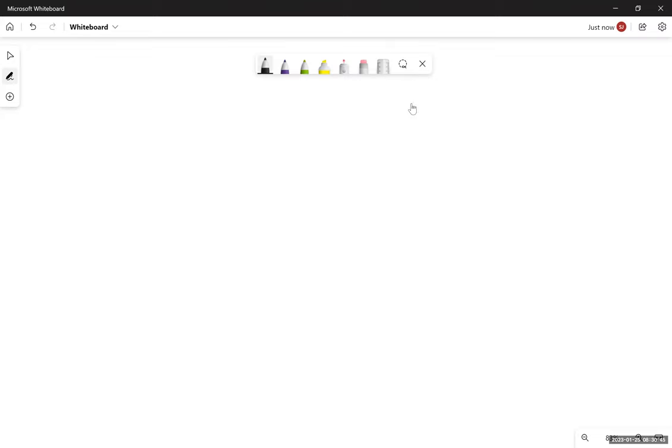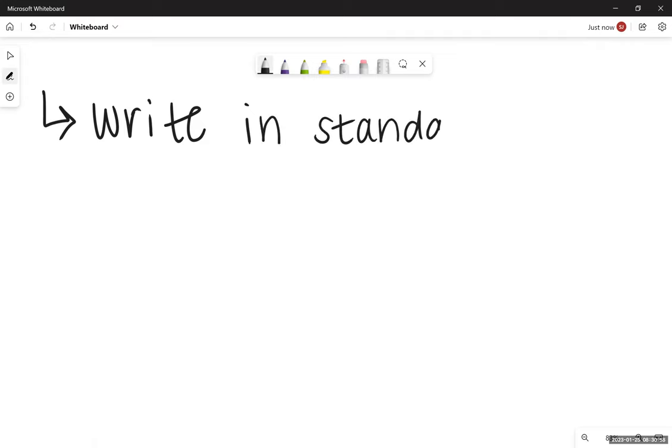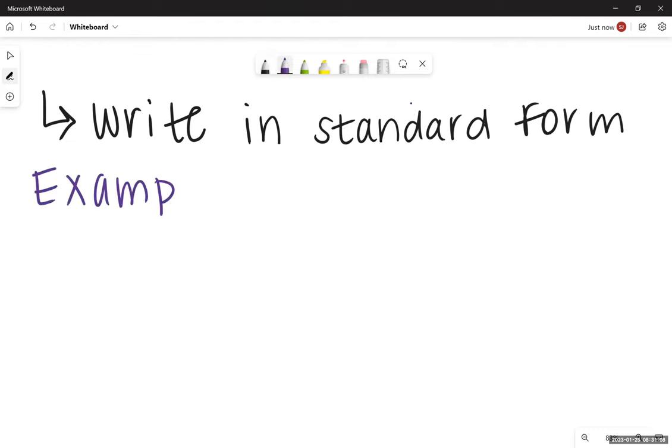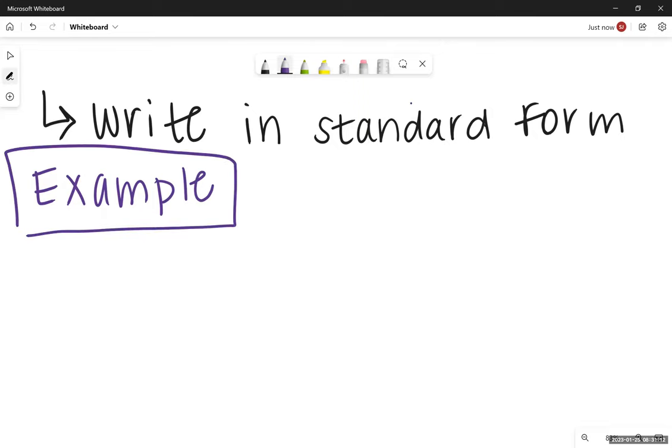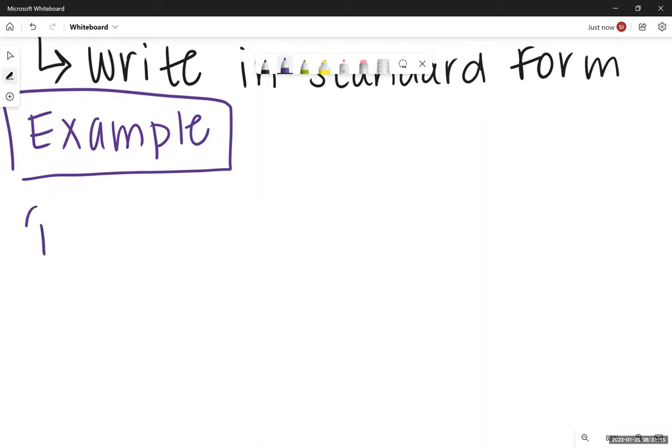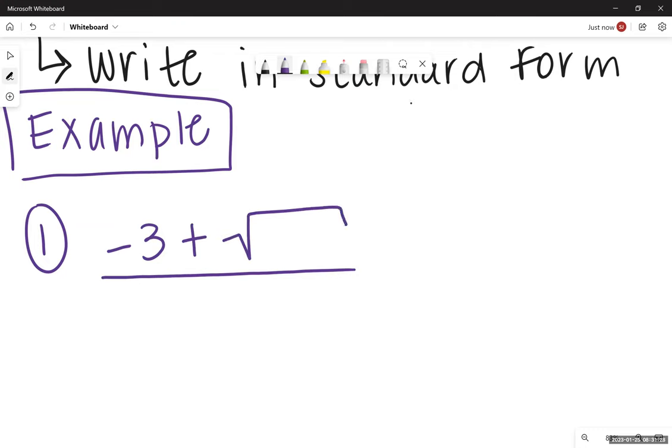Okay, so what they want us to do is write in standard form. Say we have a large fraction bar, and in the numerator it says negative 3 plus the square root of negative 27, divided by 3.